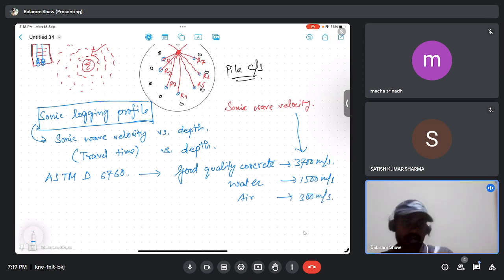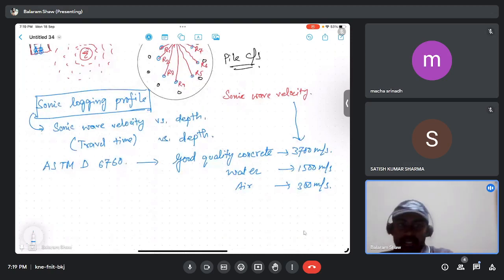So anyway, as we know from the seismic reflection and refraction surveys, for air the velocity will be the least. Again, if we go to vacuum, then the wave velocity will be much lower. Okay, so there are several guidelines.